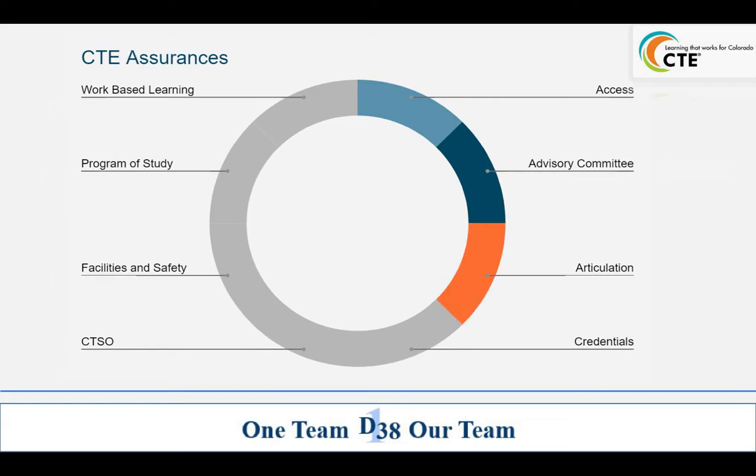Articulation is a set of agreements that we have with institutions of higher education for students to earn college credit through the completion of eligible courses. For example, many of our engineering courses are articulated with the University of Colorado at Colorado Springs for students to earn college credit through their dual enrollment program.